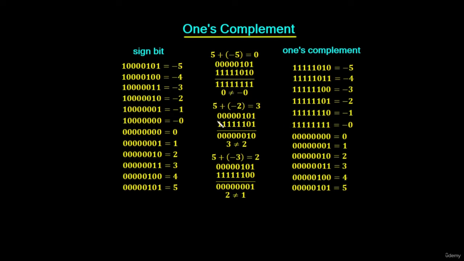Now we can do the same with these other two. We've got the 5 plus -2. Again, we grab the 5, which is down here, and we grab the -2, which is this one here, and whenever we add them together we get this value here. So this answer here is the answer 2. Now the correct answer should be 3, so we're 1 out. Now if we try the same thing with the 5 plus -3, you'll see that we get the answer 1, and the correct answer should be 2. So again, we're 1 out.